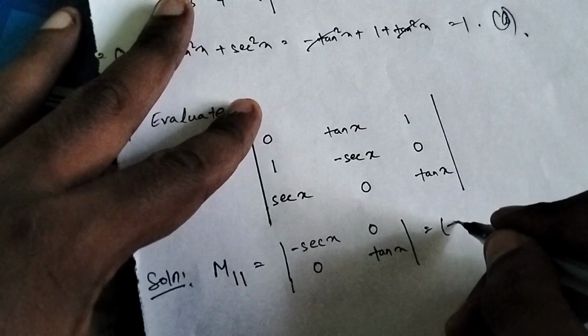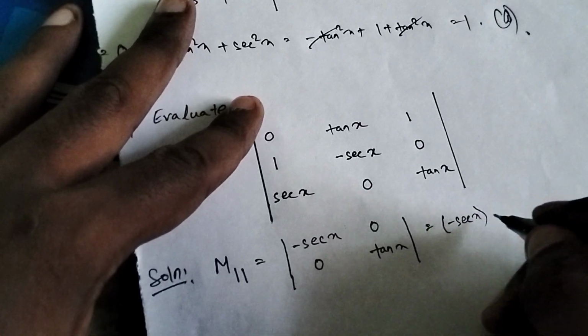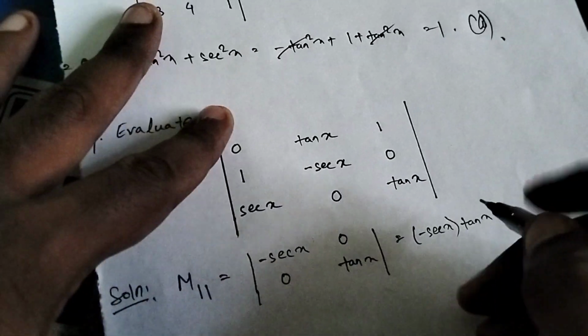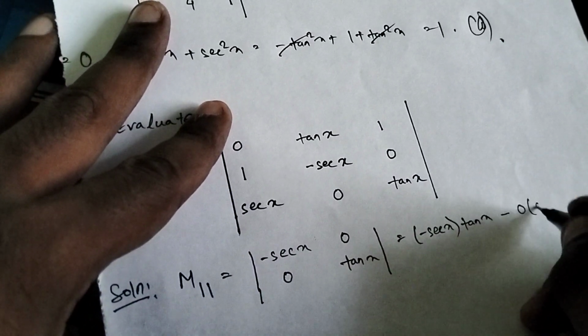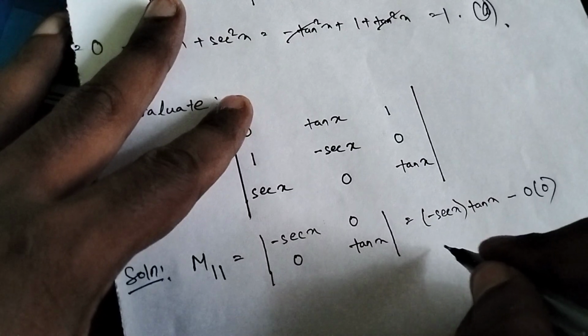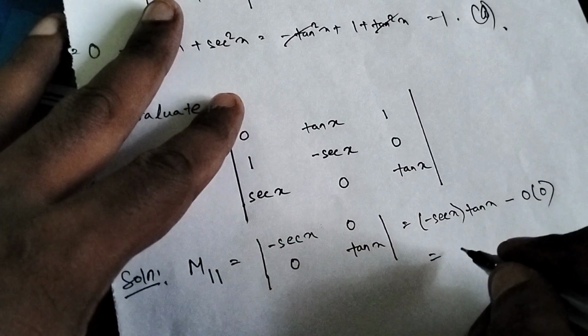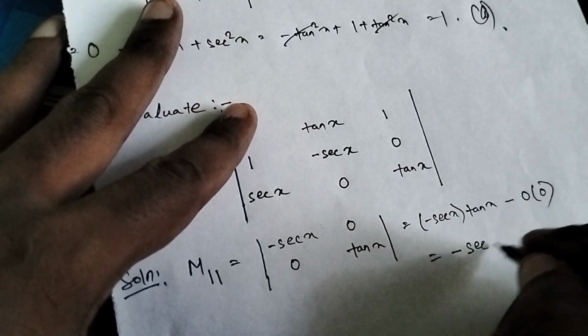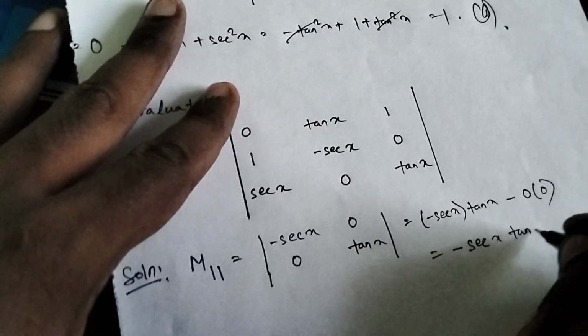minus sec x into tan x, minus 0 into 0, which is minus sec x tan x. Okay, clear?